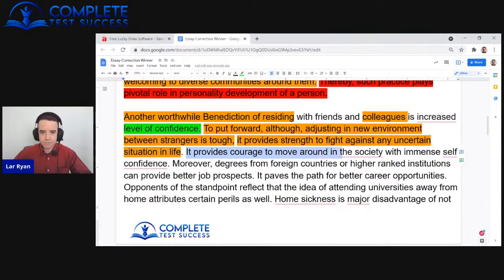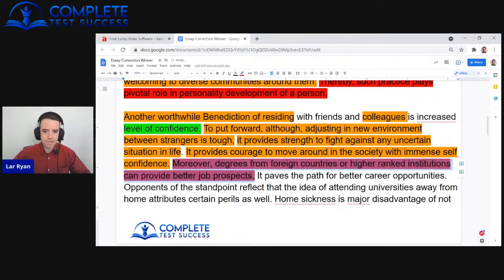"It provides courage to move around in society with immense self-confidence." This is the outcome. You've already told me that it creates confidence, so you don't need to tell me it creates confidence. You need to tell me how it creates confidence. So again, this isn't an explanation. "Moreover, degrees from foreign countries are higher ranked." So this is another main idea. This is nothing to do with confidence.